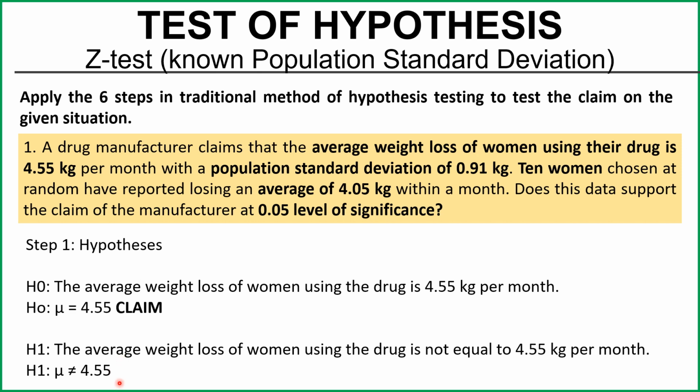Ma'am, can we include kg here? Of course, yes, that's the unit of measurement. And also, ma'am, can we write "the average weight loss of women using the drug is not 4.55 kilograms per month"? Yes, that's also allowed, for as long as the words, the keywords, are parallel. I will accept that. I'm not strict. So, next.